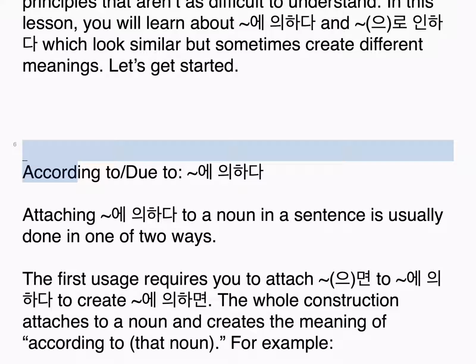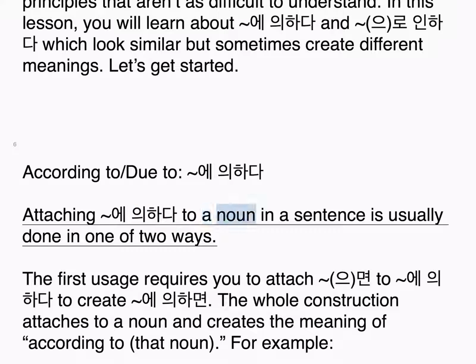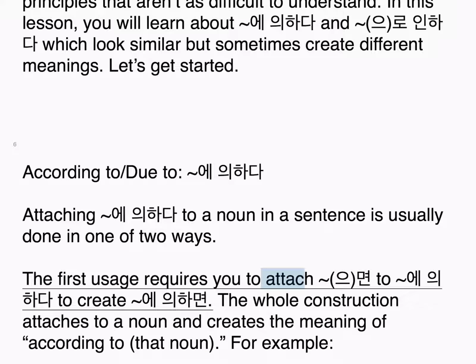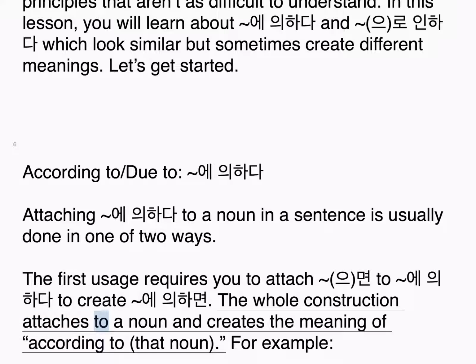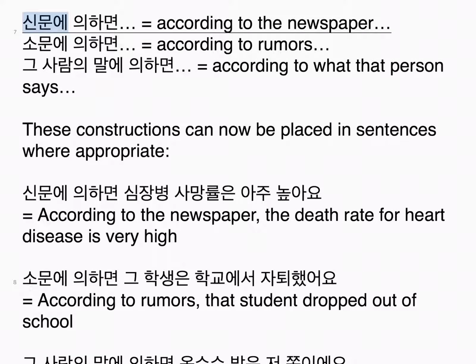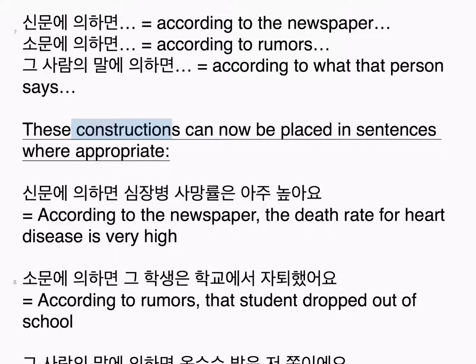Let's get started. According to, due to, 에 의하다. Attaching 에 의하다 to a noun in a sentence is usually done in one of two ways. The first usage requires you to attach 으면 to 에 의하다 to create 에 의하면. The whole construction attaches to a noun and creates the meaning of according to that noun. For example, 신문에 의하면, according to the newspaper; 소문에 의하면, according to rumors; 그 사람의 말에 의하면, according to what that person says. These constructions can now be placed in sentences where appropriate.